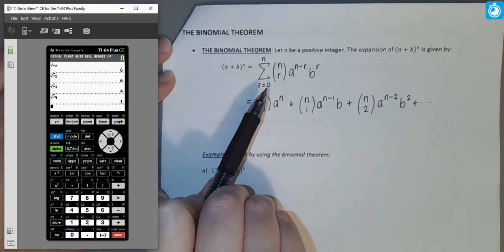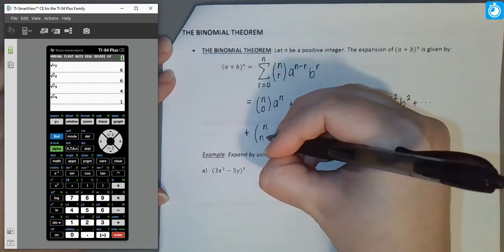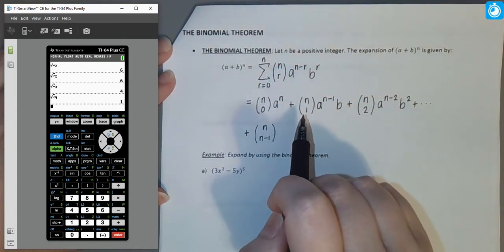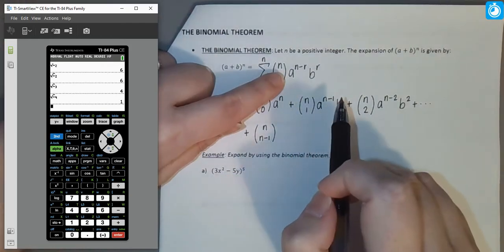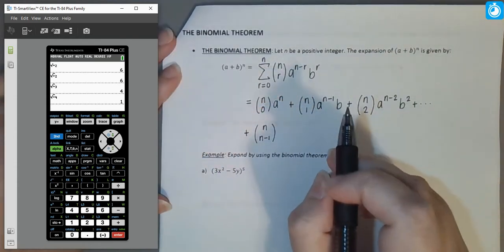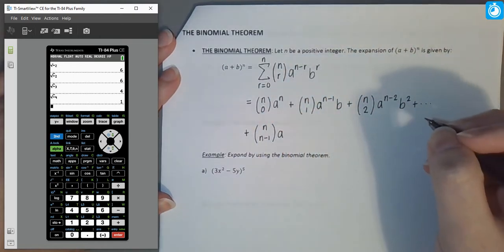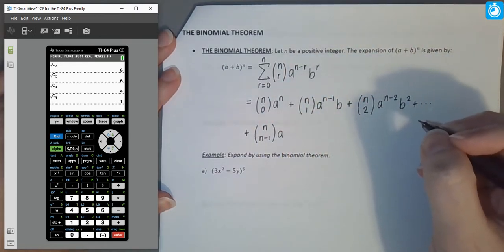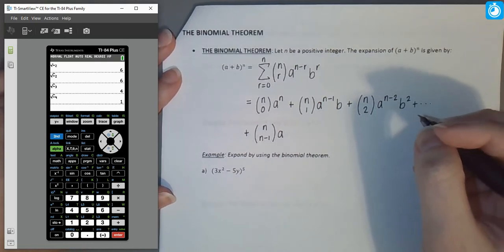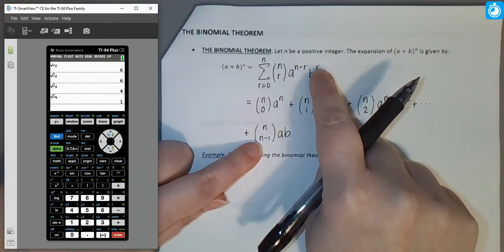Well, we go from r equal to 0 to n, so the next to last term will have a coefficient of n choose n minus 1. Now, here's where the exponents get a little more complicated. It will be a raised to the n minus (n minus 1). Another way of saying that is a to the first power. So the n's cancel, we have a double negative on the 1, which turns into a positive 1, and then b raised to the r power, which will be n minus 1.